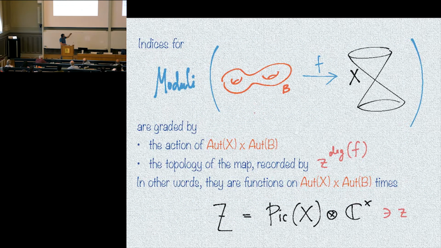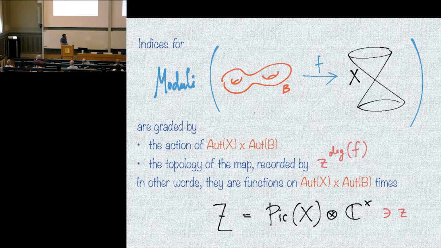And so, these indices, like I said, we study them as graded vector spaces, and they are graded by what? First, there's a group action. We study maps from B to X, and so if X has some automorphisms and B has some automorphisms, this will act on everything, and this will act on indices. And also this moduli space is a countable union of finite-dimensional algebraic varieties indexed by the topology of the map, and we keep track of this degree by introducing a new variable z.